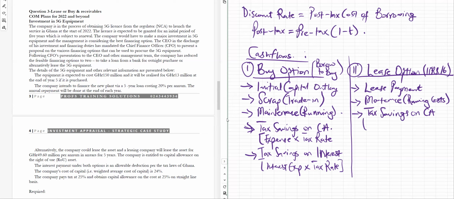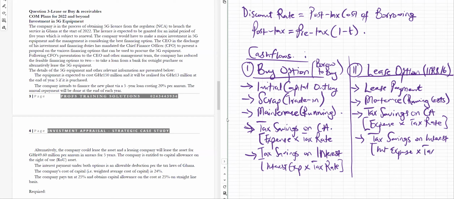So how do you get it? The asset must be added to the pool. So you are still going to get the capital allowance, which is the expense, and multiply by the tax rate. Then from there, the same way, if interest is an allowable deduction, you also have tax savings on interest, which is just taking your interest expense and multiplying by the tax rate. So these are the cash flows that you should be expecting in a lease or buy decision.